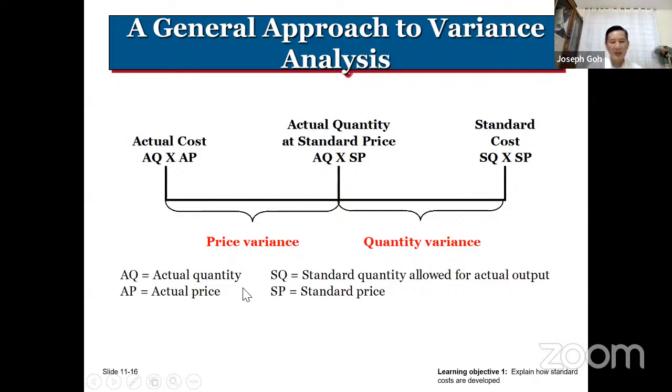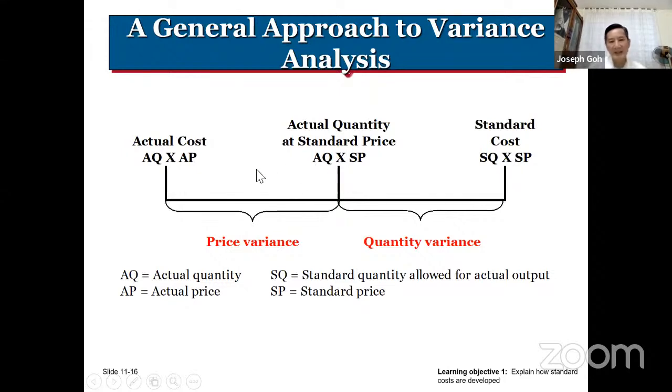Actual price is the price that you pay for buying the material. So actual cost is straightforward. Actual cost is the actual quantity times the actual price. Okay, actual quantity times the actual price. So the second one is the actual quantity at standard price. What is the reason we compare this way?